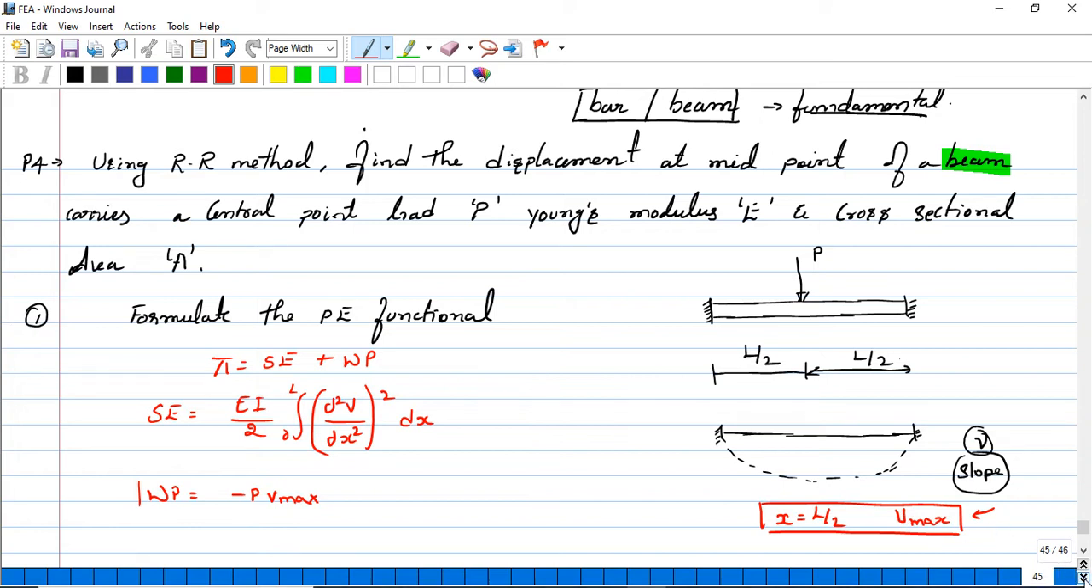Next we shall consider the second step. Always the second step, as we know, is that we need to assume. Here it is not given whether you should consider first order, second order, third order, or whether we should consider polynomial or trigonometric. So for this problem I will consider a polynomial displacement function. Assume a polynomial displacement function.